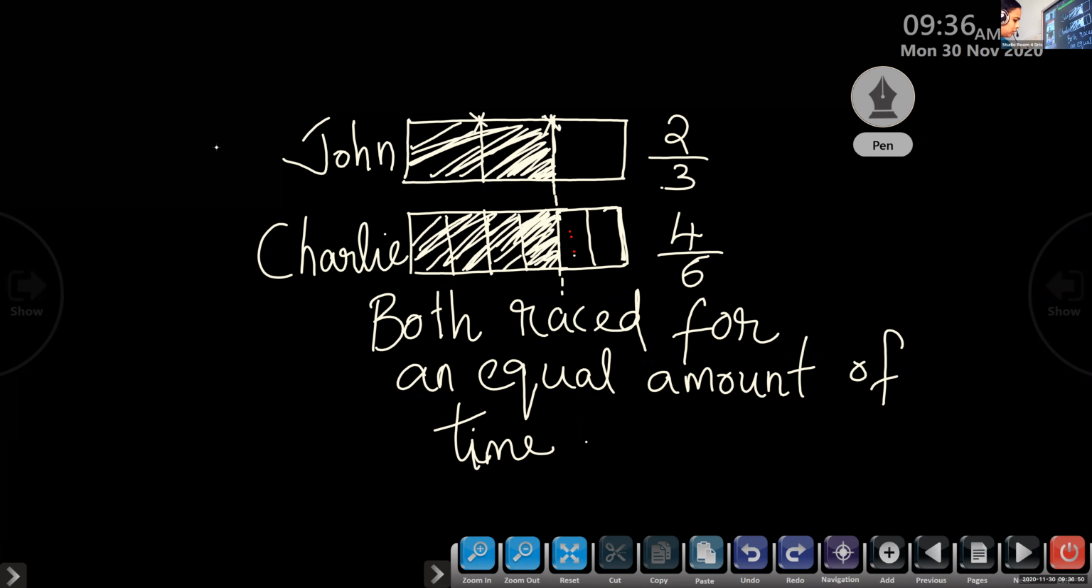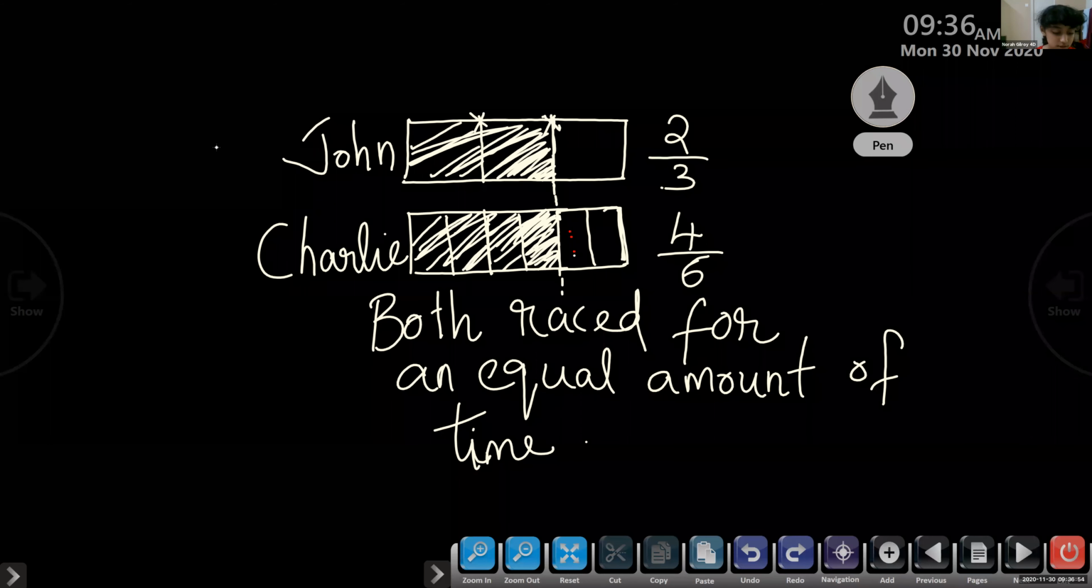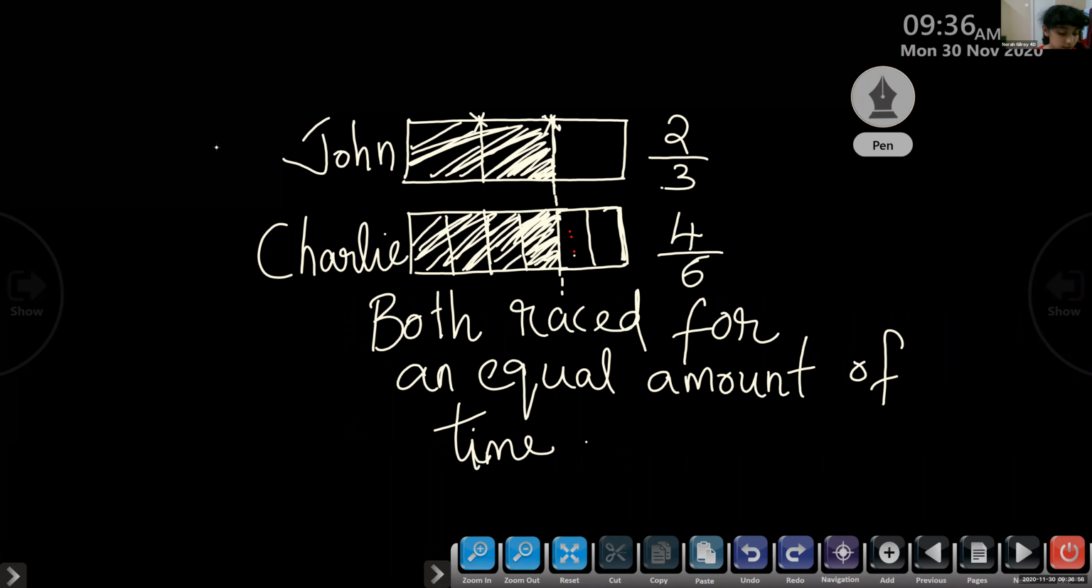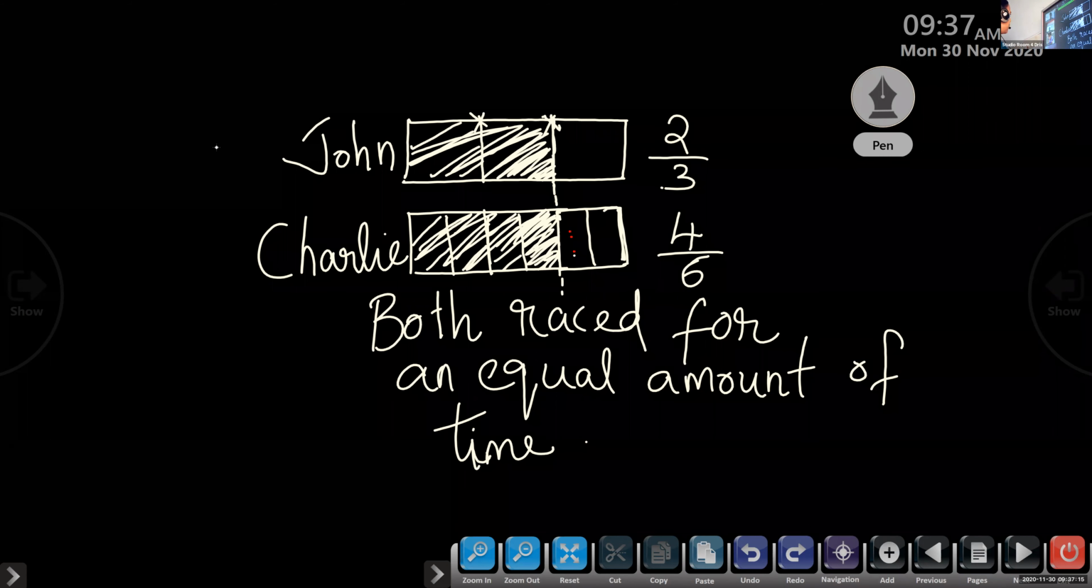Okay, so which are the two shapes given? A rectangle and a circle. So what we have to do to show 2 by 6? First, we have to divide into 6 parts. And from 6 parts, how many parts to be shaded? 2. So all the children, you can do in the rectangle and circle: divide into 6 parts and shade 2 parts. Do it fast.